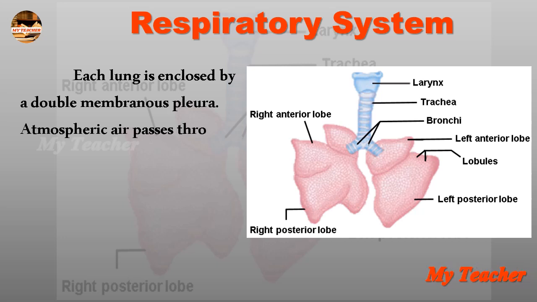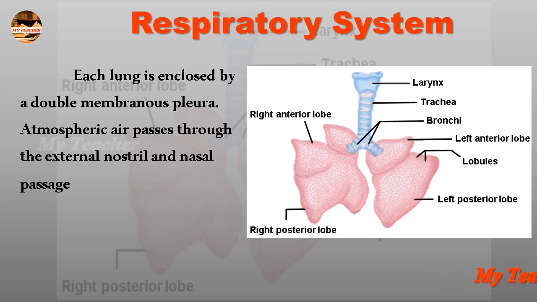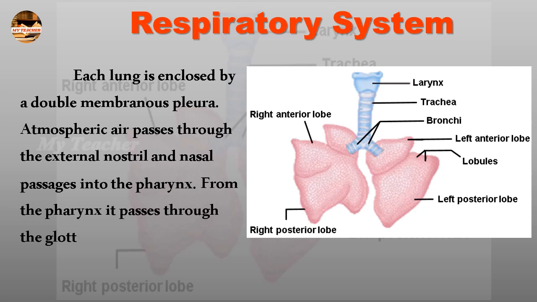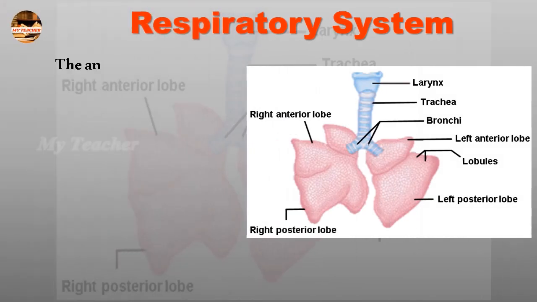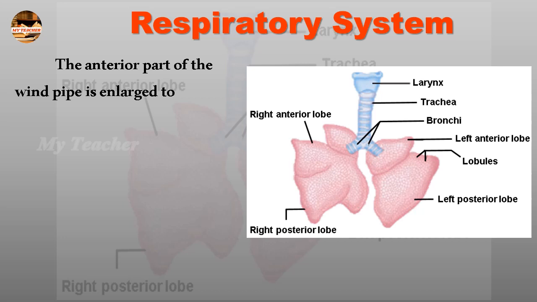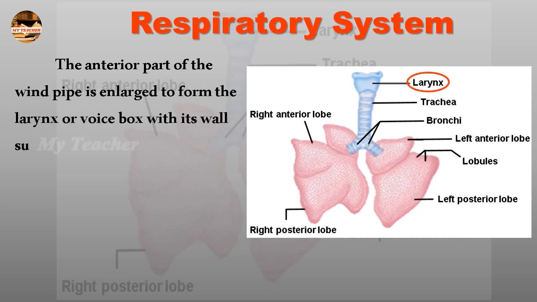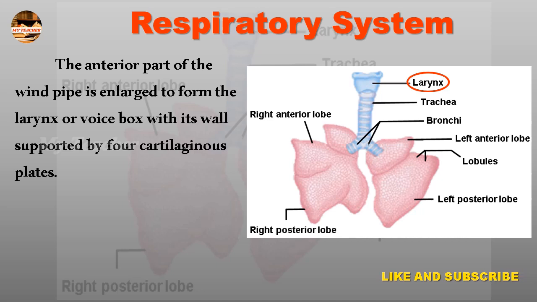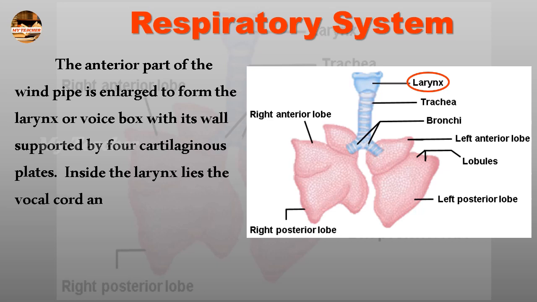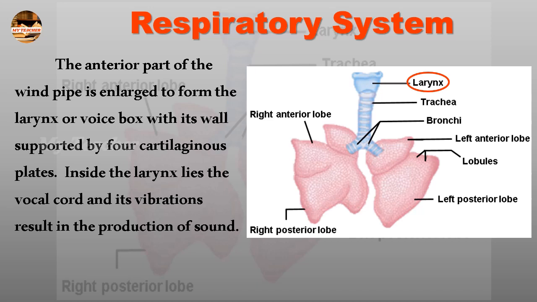Atmospheric air passes through the external nostrils and nasal passages into the pharynx. From the pharynx, it passes through the glottis into the windpipe. Anterior part of the windpipe is enlarged to form the larynx or voice box with its wall supported by 4 cartilaginous plates. Inside the larynx lies the vocal cord and its vibrations result in the production of sound. The larynx leads into trachea or windpipe.